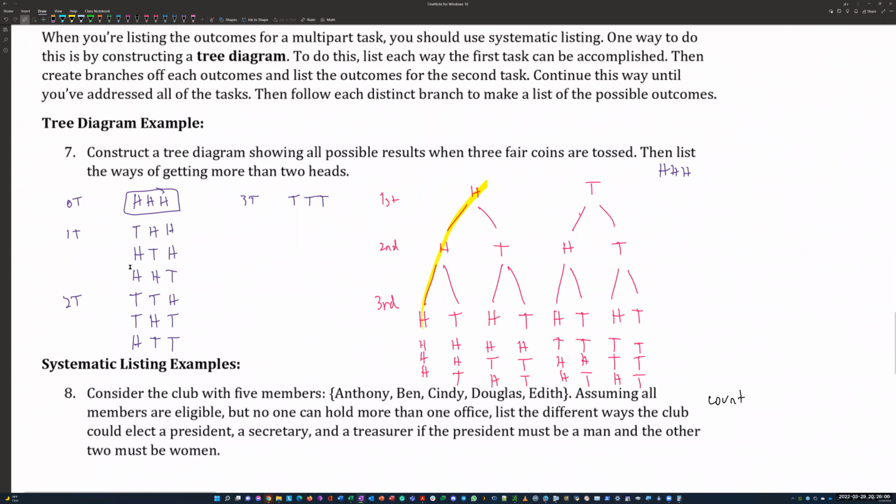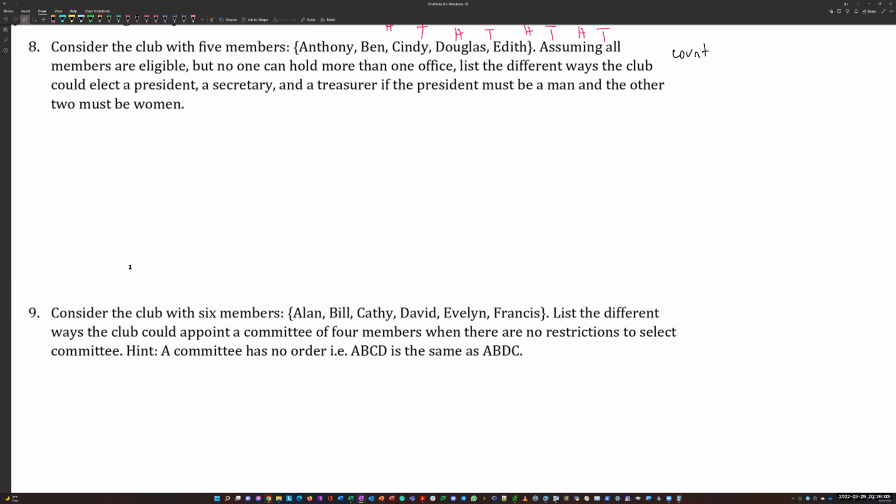All right, so again, we got the 5 members, assuming all members are eligible, but no one can hold more than 1 office. List a different number of ways they could elect a president, secretary, and a treasurer, if the president must be a man, and the 2 others must be women. I thought we did that one. No, this one's 3 now. We didn't do this. So there's the president, secretary, and the treasurer, right? Yes. Now it says the president has to be male. And these 2 people have to be female. Is that right? Yes. Okay.